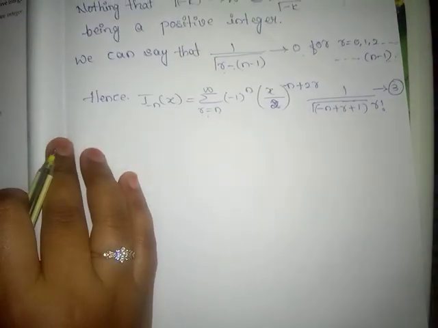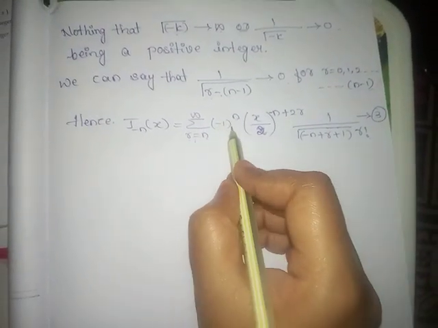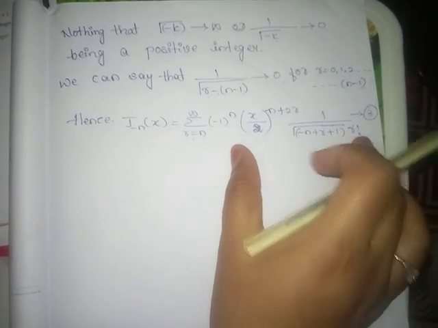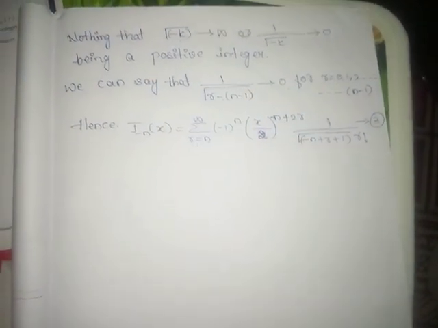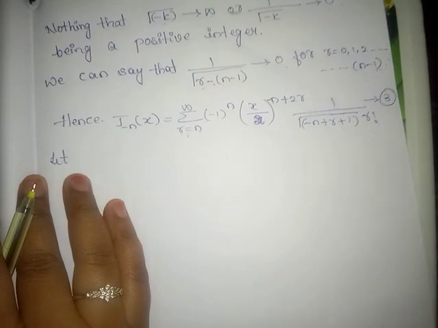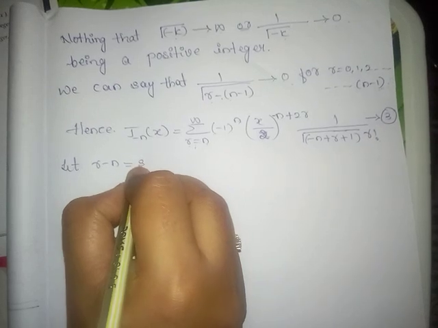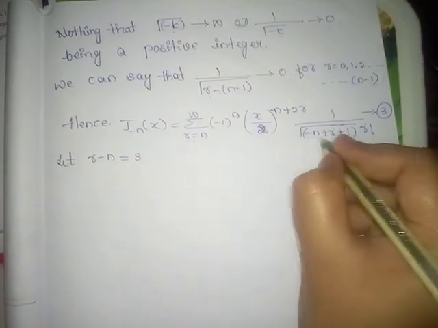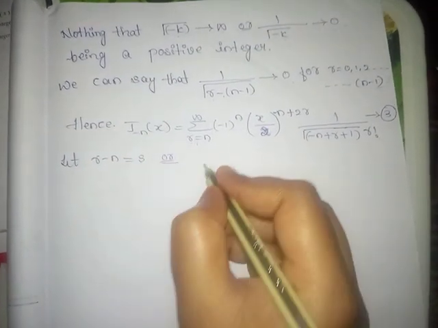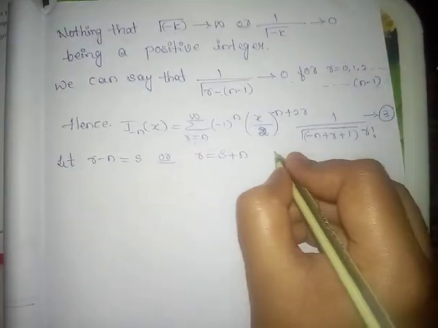Name this as equation 3. Now our intention is what? We have to reduce this to minus 1 raised to n into jn of x. So we have to reduce this expression to jn of x, except for the minus 1 raised to n. For that, let r minus n be equal to s. We consider r minus n as s, or r is equal to s plus n.